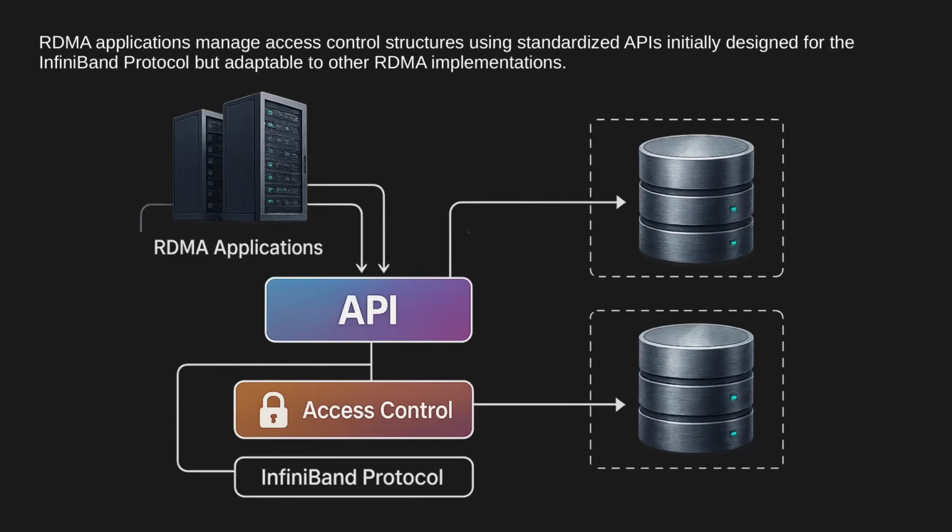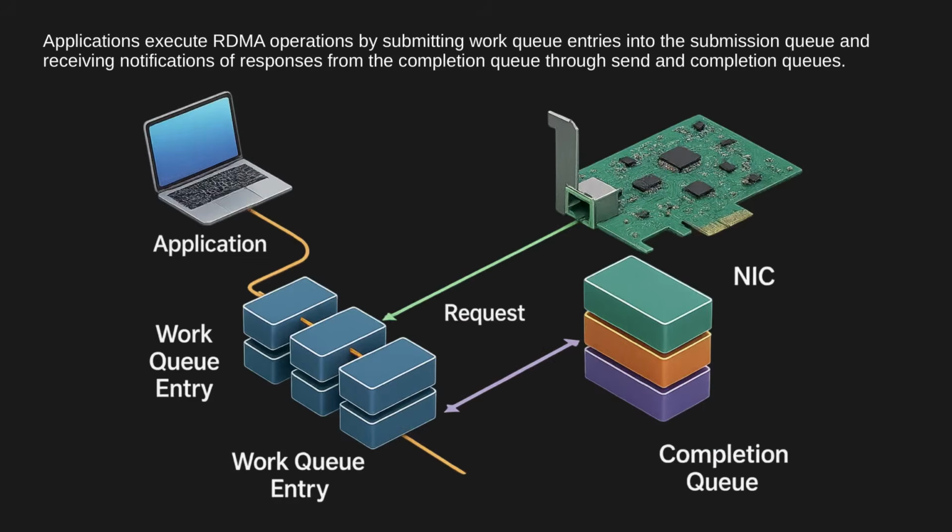RDMA applications manage access control structures using standardized APIs initially designed for the InfiniBand protocol, but adaptable to other RDMA implementations. Applications execute RDMA operations by submitting work queue entries into the submission queue and receiving notifications of responses from the completion queue through send and completion queues.